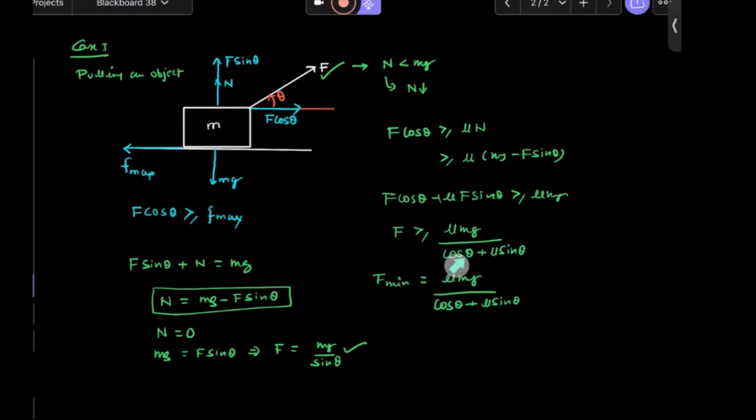So for a given angle theta, the minimum that I must apply is when it is equal to this, which is mu mg by cos theta plus mu sin theta. All of you understood now?